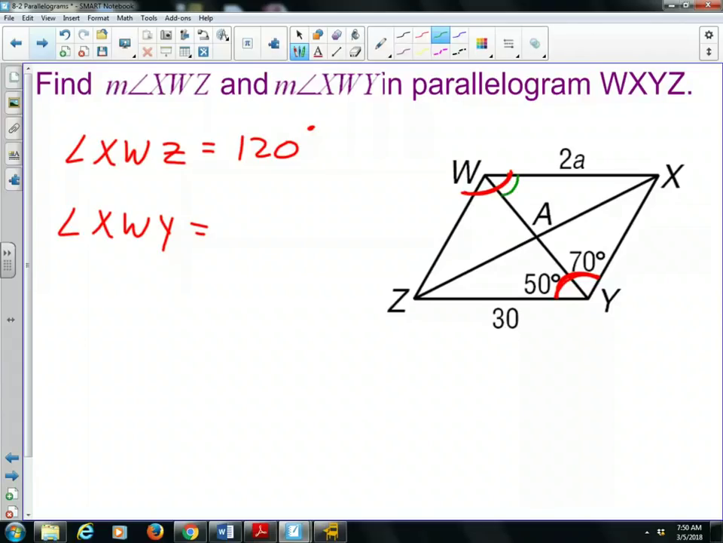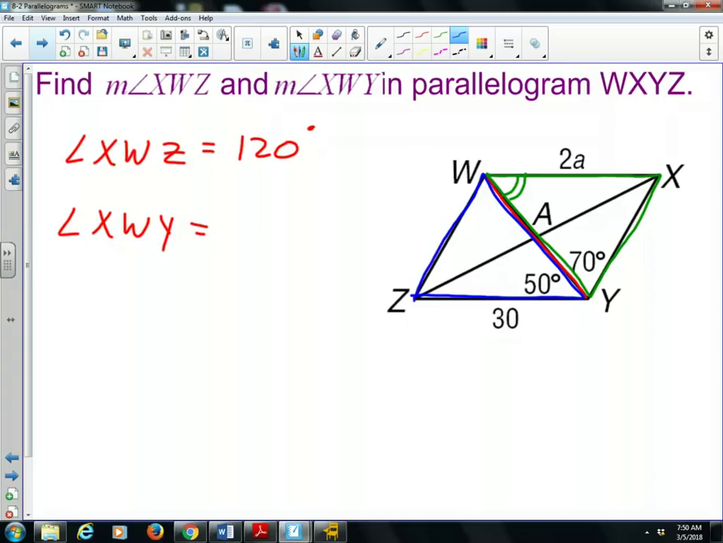Xwy is this angle right there. I'll erase the red arcs here so you don't get confused. So xwy. All right. Well, a diagonal such as this one creates two congruent triangles. So this triangle in green is congruent to this triangle in blue.